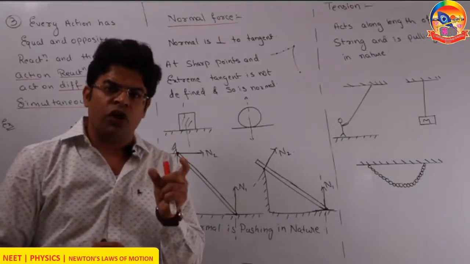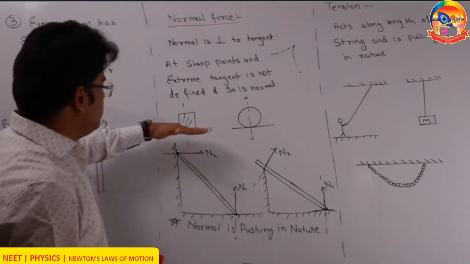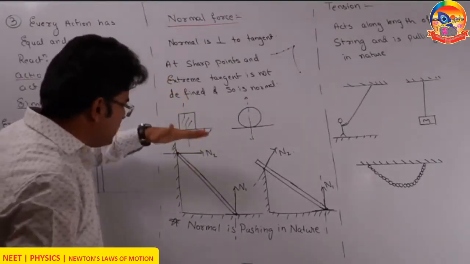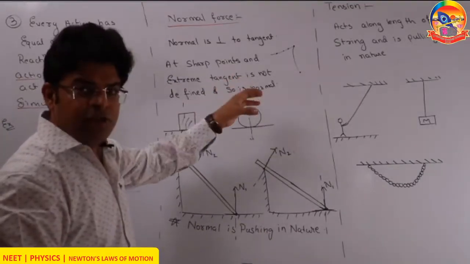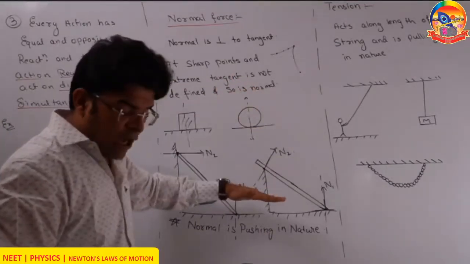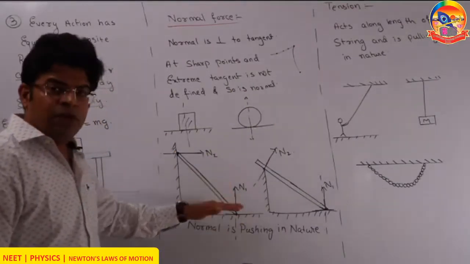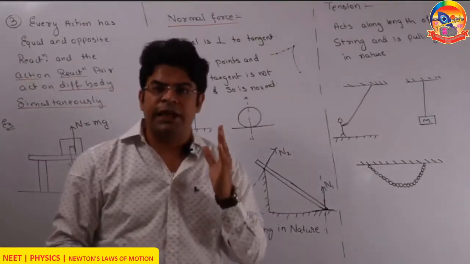One thing that you must remember about normal: the force of normal is always pushing in nature. The surface pushes the block away from it. The block tries to push the surface away from it. The surface tries to push the sphere away from it. The sphere tries to push this surface away from it. Here, for the ladder, the ground pushes the ladder up, the ladder pushes the ground down. So the force of normal is pushing in nature.